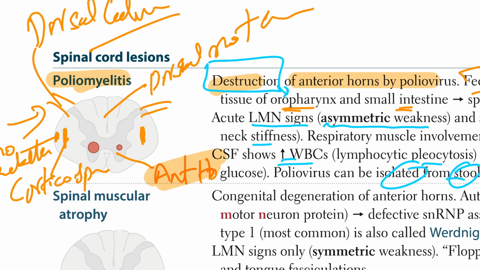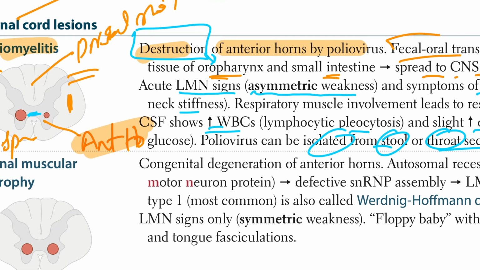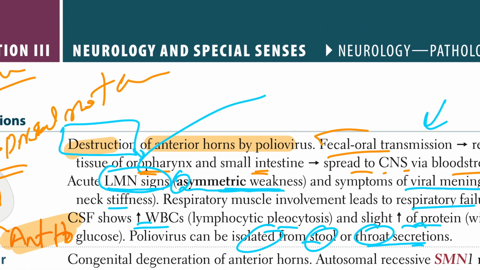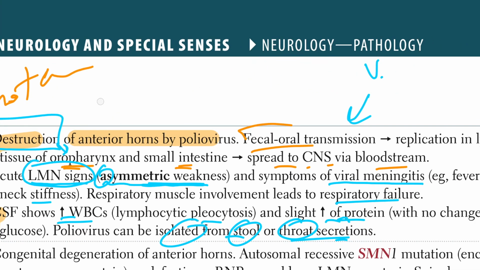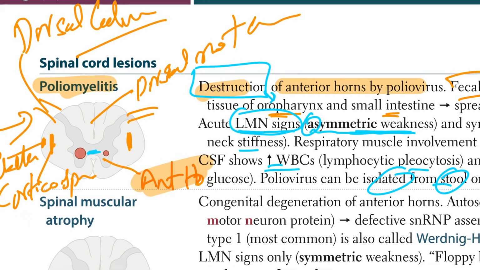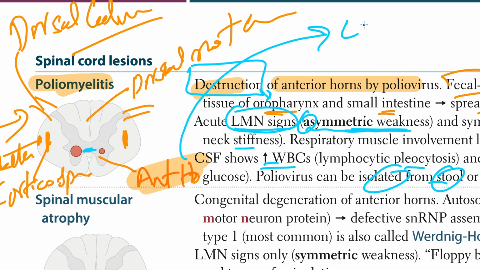If you look here, it's not symmetrical destruction. So that is why there is an asymmetrical weakness and lower motor neuron signs. And what were the lower motor neuron signs? Everything lowered. Low reflexes, low tone, fasciculations, floppiness, muscle weakness, all of that is lower motor neuron signs. So now what did we learn? A good point here: if you are going to destroy this area, which is the anterior horn, you are going to get lower motor neuron lesion signs and symptoms. Here is asymmetry because there is an asymmetric destruction.